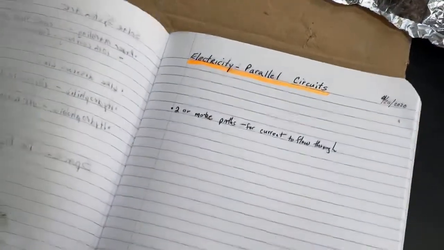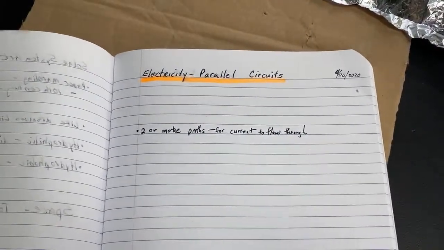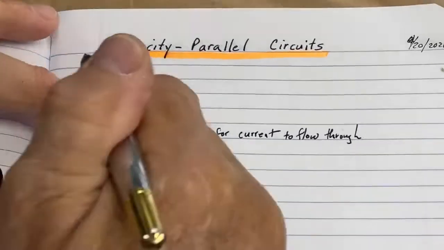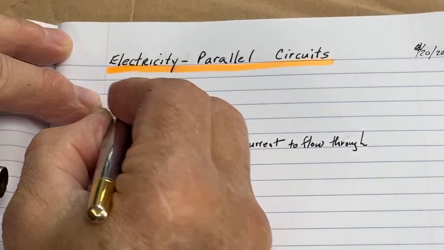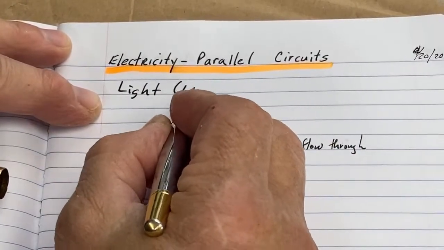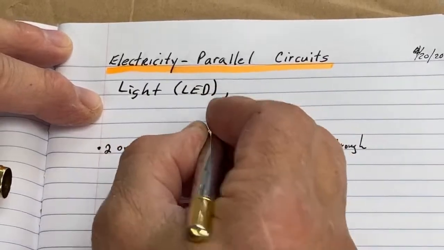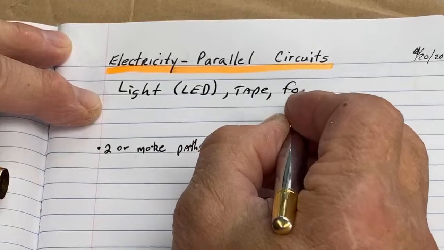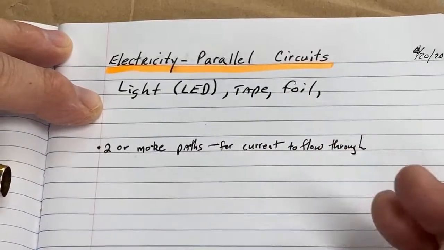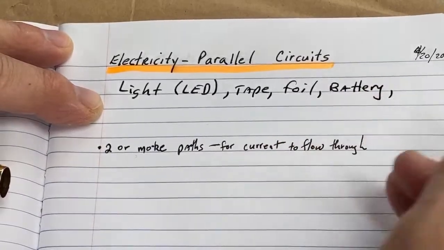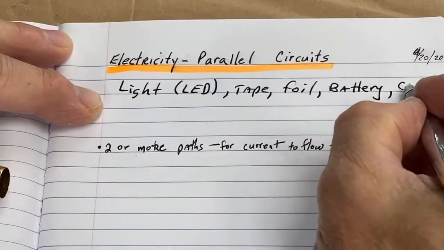Some things that you probably should be writing down right about now is, what are we going to need for today's lesson? Parallel circuits, okay? Well, one thing you might need is a light of some sort. I don't care if it's an LED or not. You need some tape. You need some foil. You need a battery of some sort. And it wouldn't hurt to have either some paper or some cardboard.